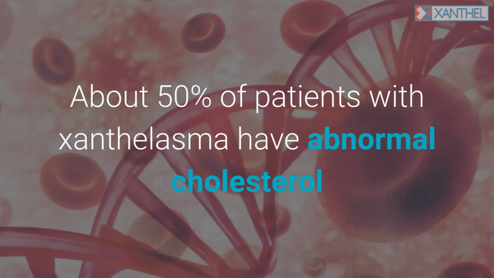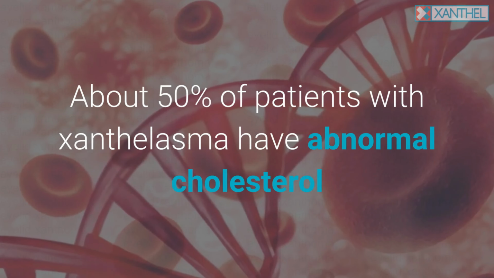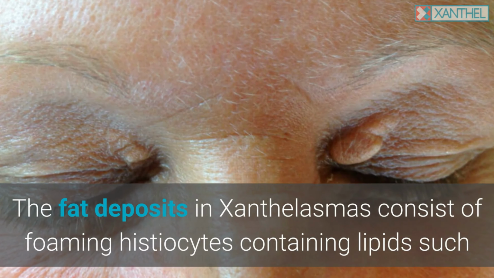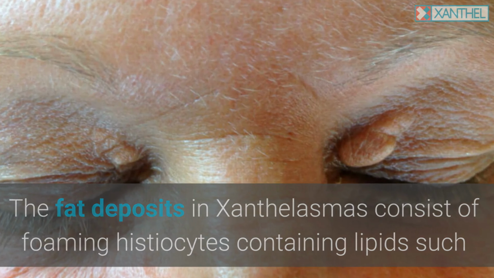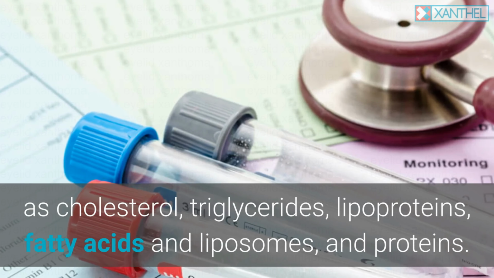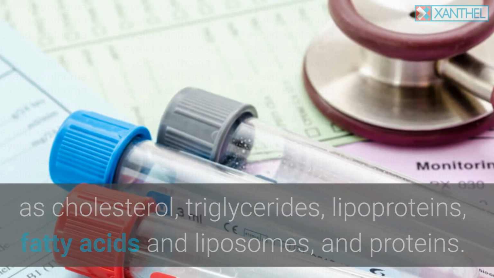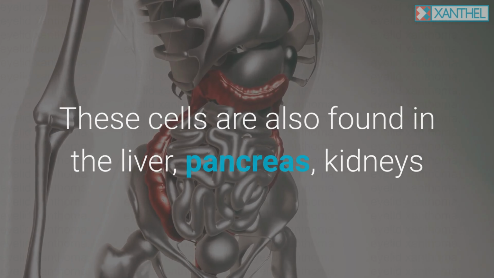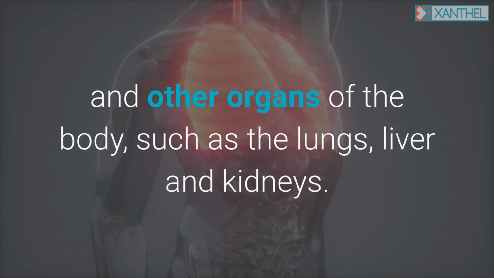About 50% of patients with Xanthelasma have abnormal cholesterol and triglyceride levels. The fat deposits in Xanthelasmas consist of foamy histiocytes containing lipids such as cholesterol, triglycerides, lipoproteins, fatty acids and liposomes, and proteins. These cells are also found in the liver, pancreas, kidneys and other organs of the body, such as the lungs, liver and kidneys.